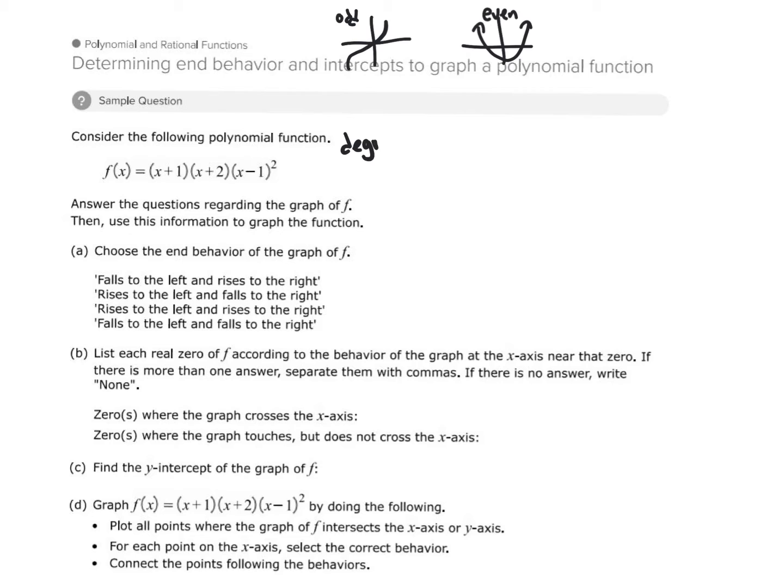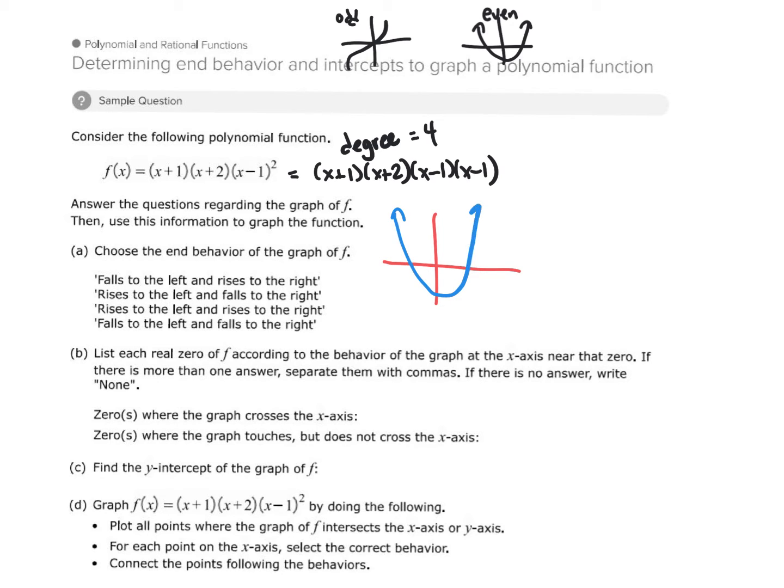What's the degree? Each factor is going to have 1 degree. So I could think about this as x plus 1, x plus 2, and then I have 2 x minus 1s because it is squared. So technically this is a degree 4 polynomial. And it's not flipped over, there's no negative in front or anything, so it's going to look something like this. It's going to fall to the left.